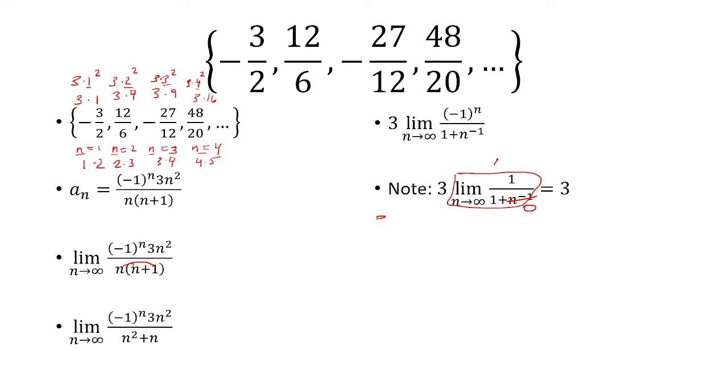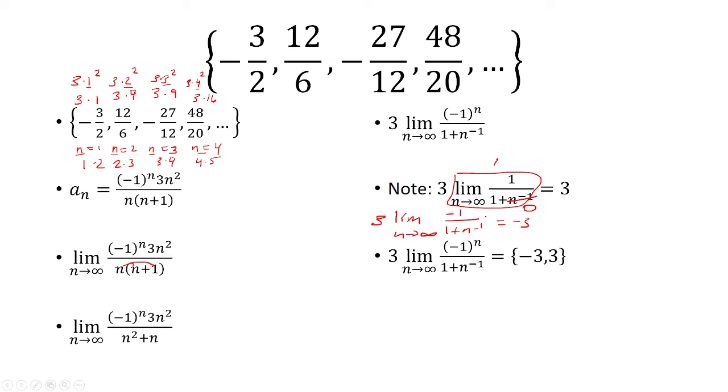Similarly, if I just looked at this limit, but instead of 1, you put negative 1, that would go to negative 3. So if I look at this limit with the negative 1 to the nth power, it's going to oscillate between negative 3 and 3. So it's going to go back and forth from negative 3 to 3.